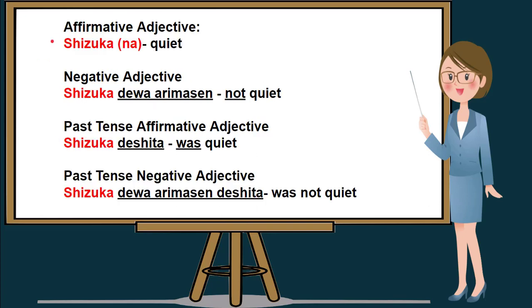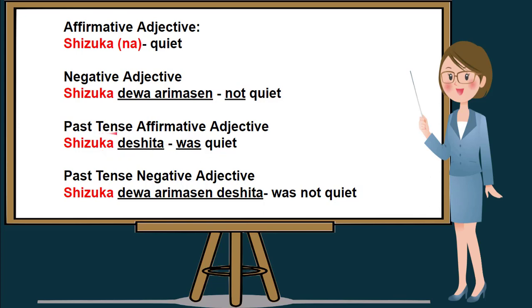For our affirmative adjective, our example will be Shizuka na, which means quiet. For negative adjective, we only need to drop na and add dewa arimasen. So, Shizuka dewa arimasen means not quiet. For past tense affirmative adjective, we only need to add deshita, and take note that we drop na from Shizuka na and add deshita to make it was quiet.